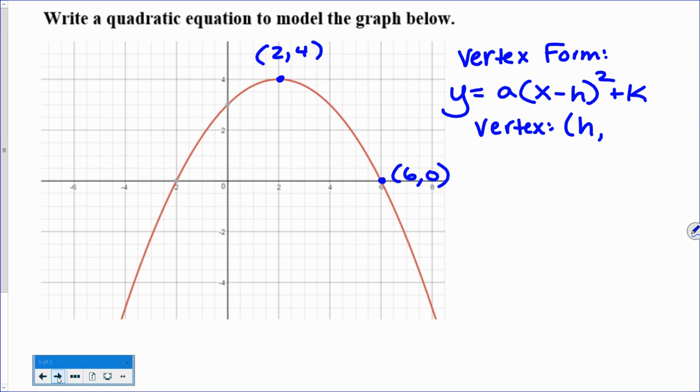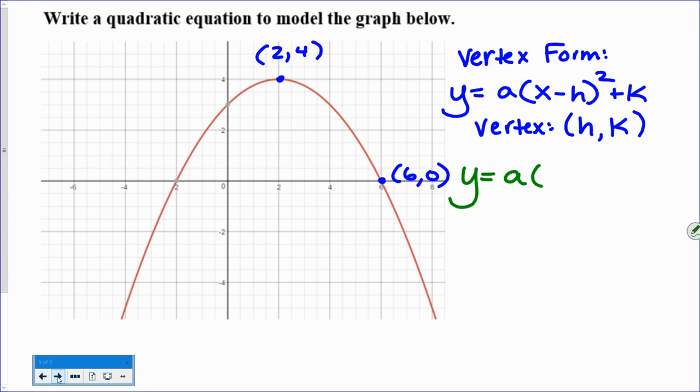So my vertex is the whatever number is in for h, and then, or that's my x coordinate, sorry, and k would be the y coordinate of my vertex because that's going to shift it up and down. The h moves it left and right. If it's minus, it'd be positive. If it's plus, it would be negative. So if we know the vertex right now, here's what we can fill in.